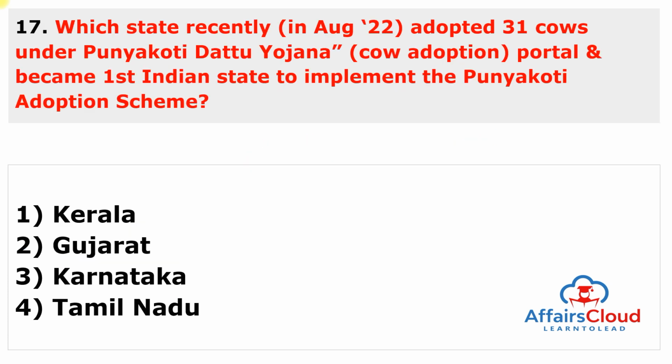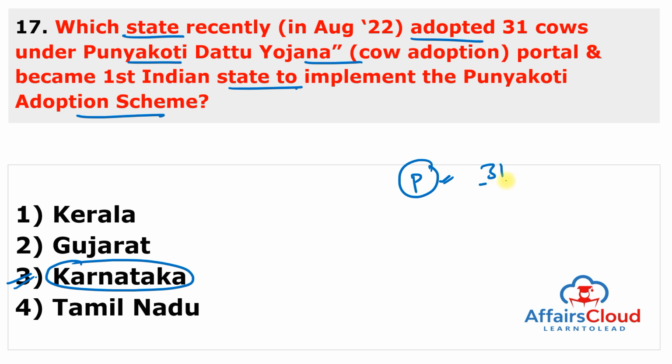Moving to the next question. Which state recently adopted 31 cows under the Punya Koti Dattu Yojana portal and became the first state to implement the Punya Koti adoption scheme or cow adoption scheme? And this is the state of Karnataka. So the answer of this question is 3. So Karnataka Animal Husbandry Minister Prabhu Chauhan had adopted 31 cows in the government and private goshalas with one from each district under the Punya Koti Dattu Yojana portal. And Karnataka became the first state to implement the Punya Koti adoption scheme.